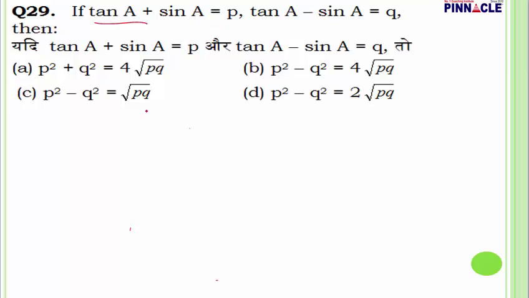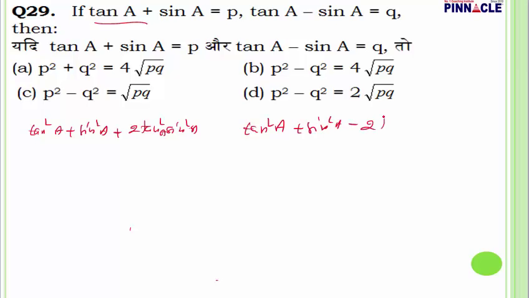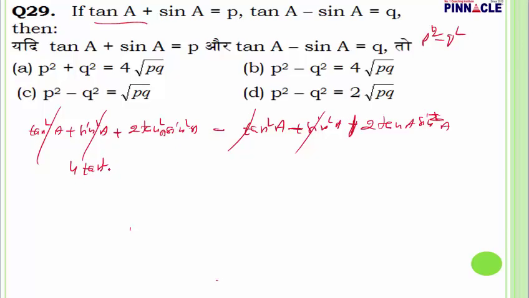The second thing is that you can put P square. P square would be equal to, squaring both sides, tangent square plus sine square plus 2 tangent A sine A. And here let's say Q square. Q square is equal to tangent square plus sine square minus 2 tangent A sine A. If I take P square minus Q square, because in most cases it is given P square minus Q square, then the terms will cancel and that would be equal to 4 tangent A sine A.